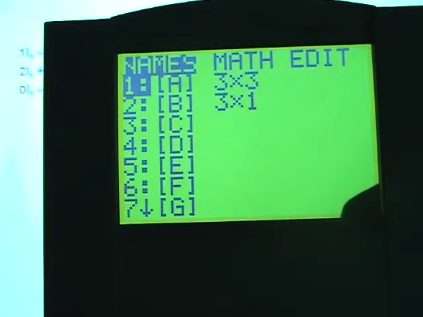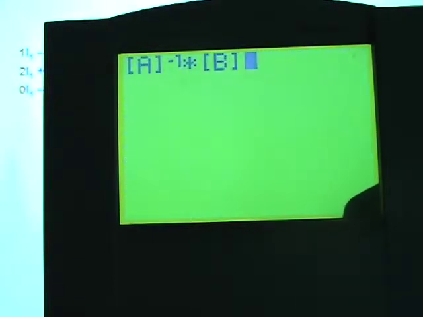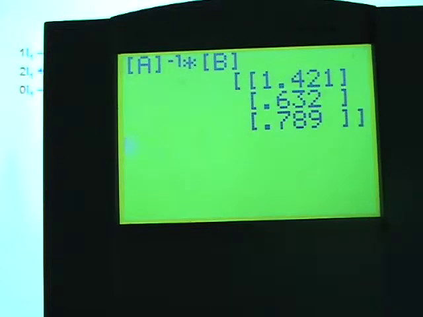So that writes matrix A, and now type X inverse, that is the inverse of matrix A, and multiply that by matrix B. How do you pick matrix B? Second X inverse, go down and pick matrix B. And now you enter. These are the values of I1, I2, I3. It tells me I1 equal to 1.421.